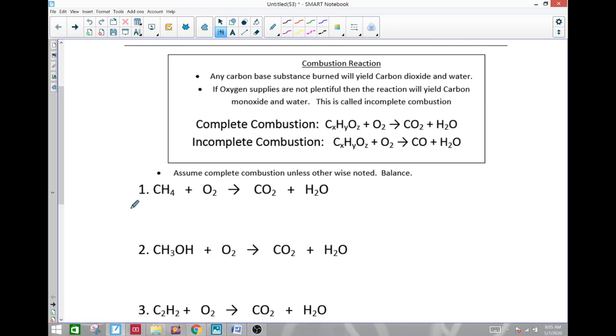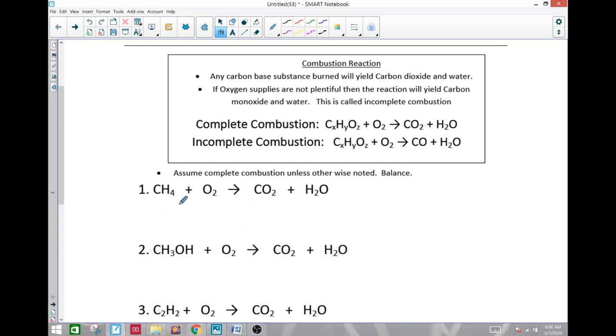Now again, anytime you're using a video like this, best practice is to try it, pause the video, and check your answer with the video. So I'm not going to do all of these, but let's walk through some of these here. All right, so how do I go about balancing these?